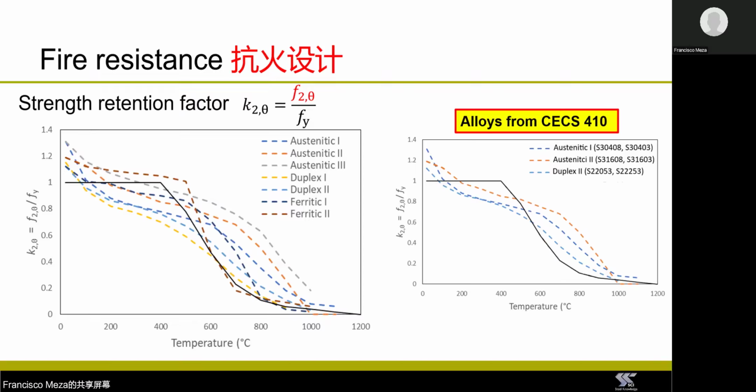You can also see that some stainless steel alloys start losing strength a bit faster than carbon steel, but they are generally better at retaining their strength at temperatures that are greater than 500 degrees Celsius.